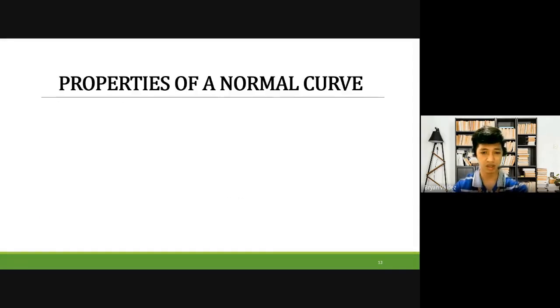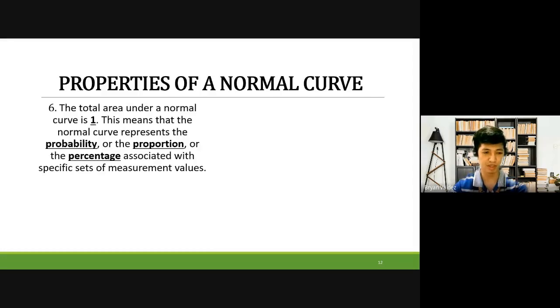Okay, so the sixth property of a normal curve is that the total area under a normal curve is 1. So, kailangan 1 lang siya. Pag nag-exceed sa 1, merong mali. Pag less than 1, merong mali dun sa solution natin or on how we present the normal curve. So, this means that the normal curve represents the probability or the proportion or the percentage associated with specific sets of measurement values.